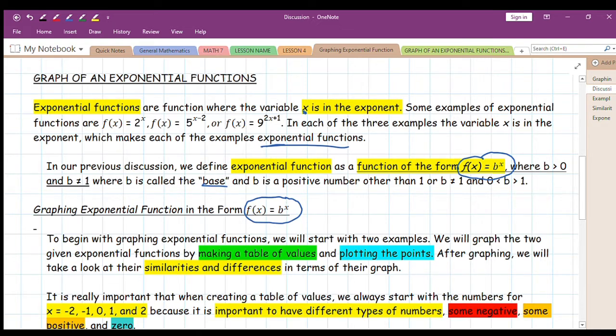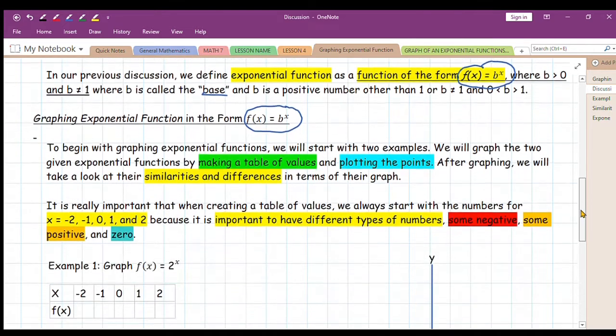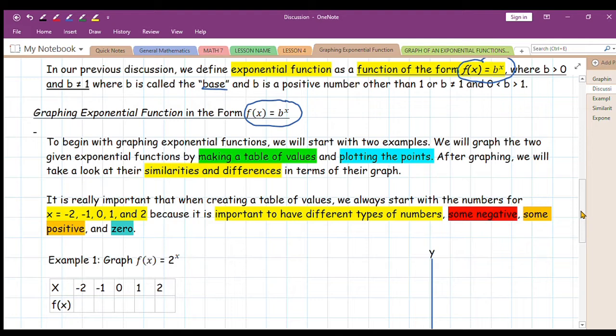Okay, to begin with graphing exponential functions, we will start with two examples. We will graph the two given exponential functions by making a table of values. This is very important. After we have a table of values, we will plot the points, and after graphing, we will look at their similarities and differences in terms of their graphs.